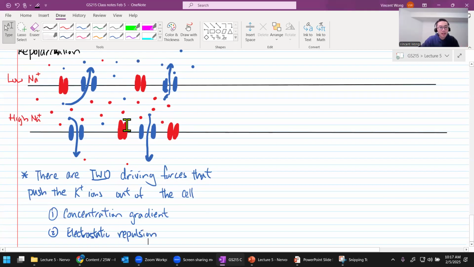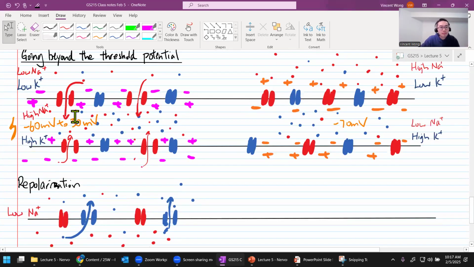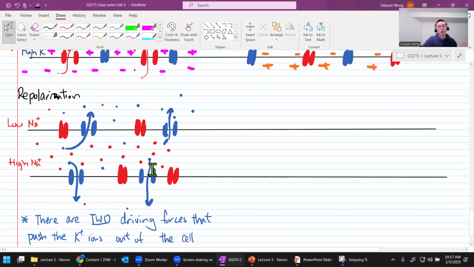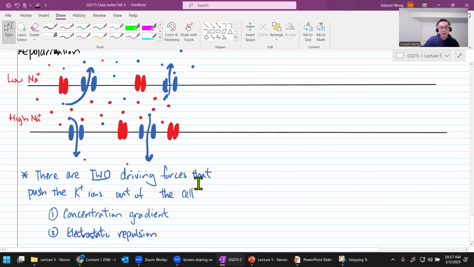Now you might be thinking, how come the sodium don't want to get away? They do, but they can't because the doors for them are closed, right? So the only thing that can move and get away from all these positive charges would be the potassium. And the only place they can go would be out of the cell. So down its concentration gradient, the electrostatic repulsion will cause a mass exodus of these potassium.